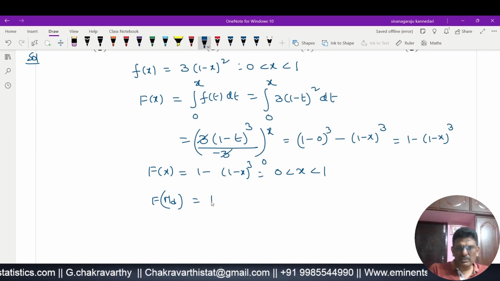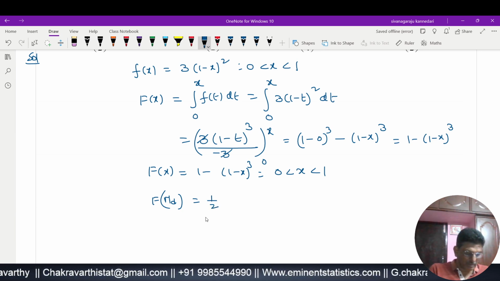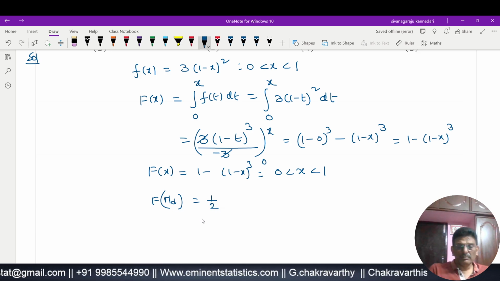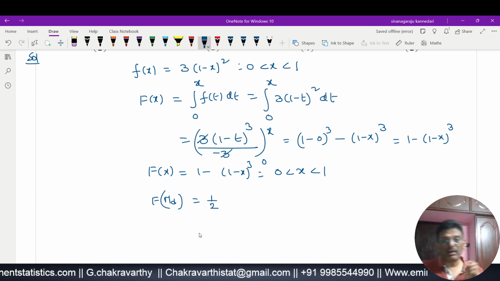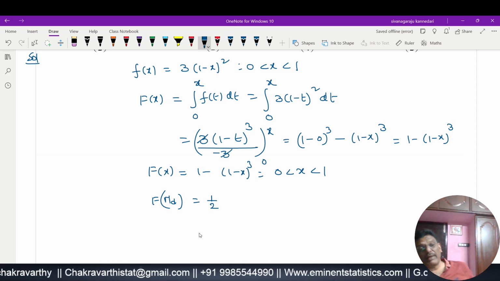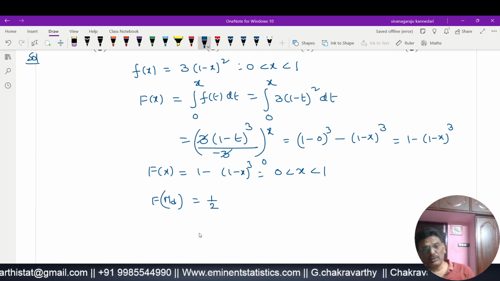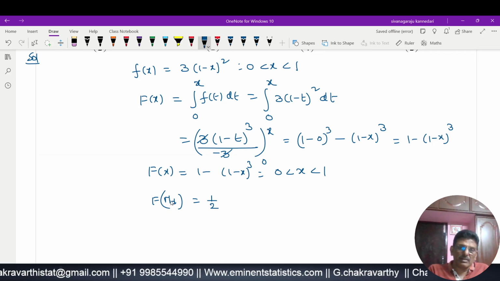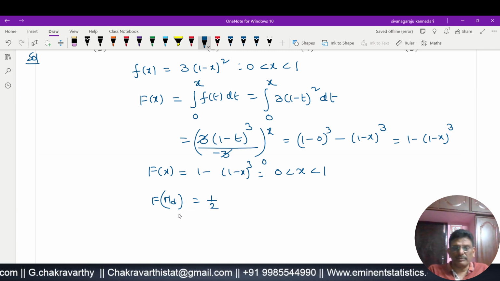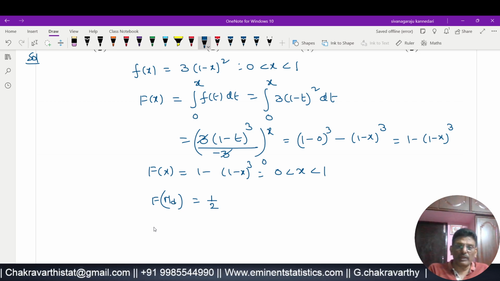F of median is equal to half. This is a formula. Below this, arrange the data in ascending order. The whole data divides into 2 equal parts. Which point divides the data into 2 equal parts? That point is called the median. From the left to the center point of the data, the median is equal to half, and from the median to the last point is also a half. I consider here the CDF notation.